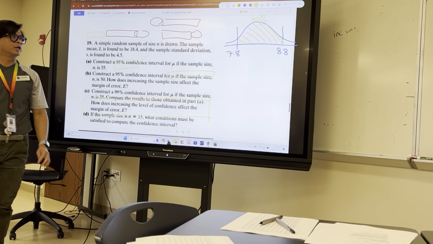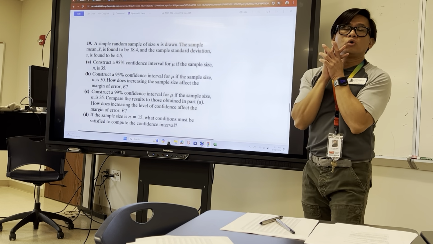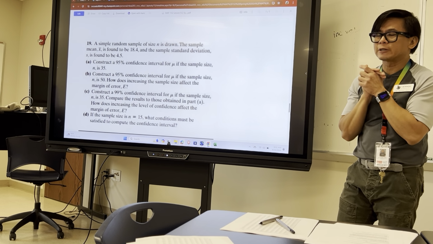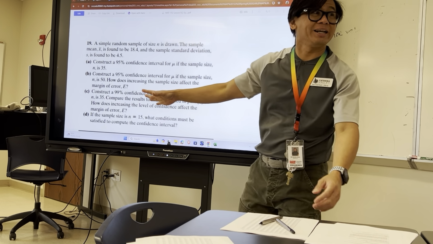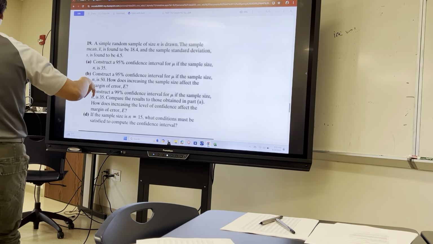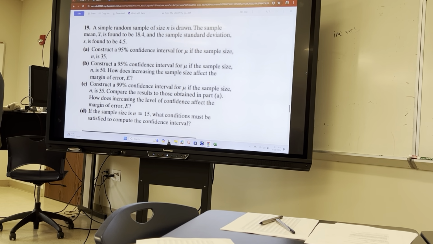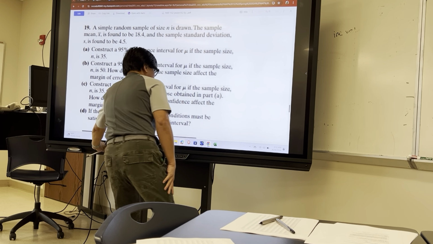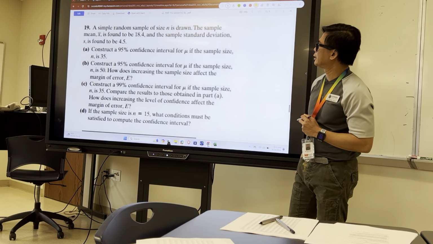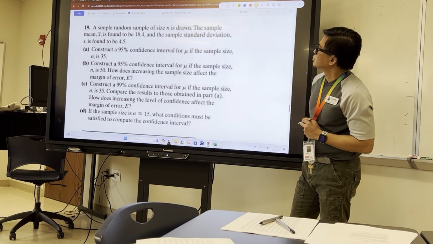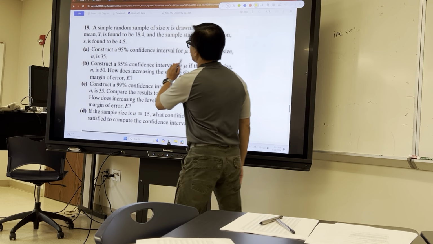Okay, let us read in here number 19 and see how we can use our StatCrunch to compute for this confidence intervals necessary for us. Okay, Kalina, let's go ahead and read number 19, please. Thank you. Continue, please. A. Construct a 95% confidence interval for student the sample size is 35. Thank you. Okay, so let's do that one for letter A.